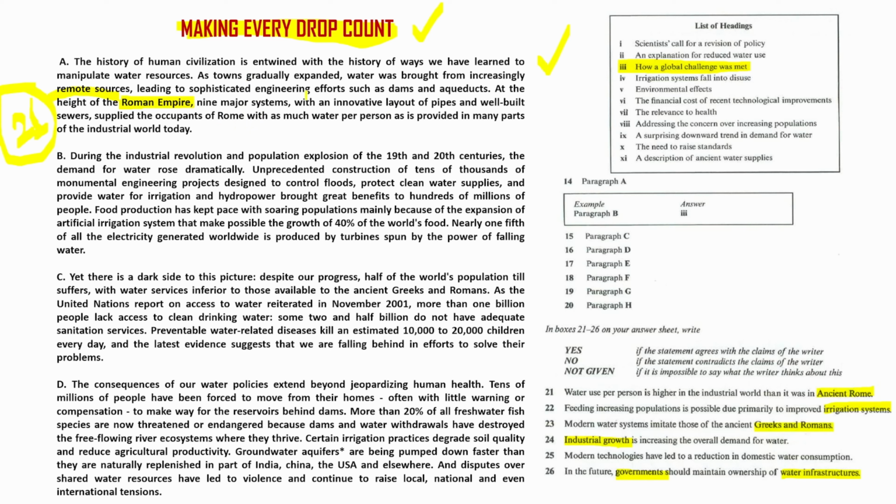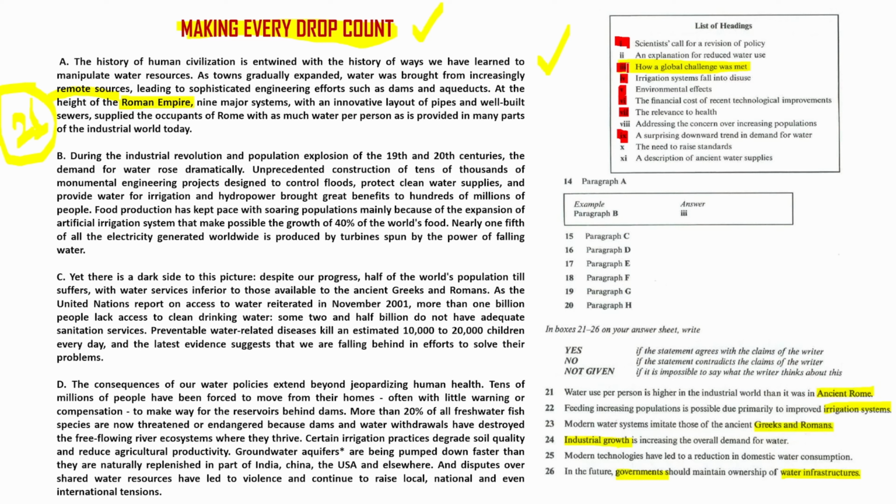So what can be the passage's list of headings? Let's go to the list of headings and start eliminating other headings. It's not about scientists and policy. It's not about downward demand of water. It's not about demand. It's not about environmental effects. Not about financial, it's not about health, it doesn't talk about health, right? Is it about irrigation systems? Do you find irrigation somewhere here? No, we don't find it. So it's not about irrigation.